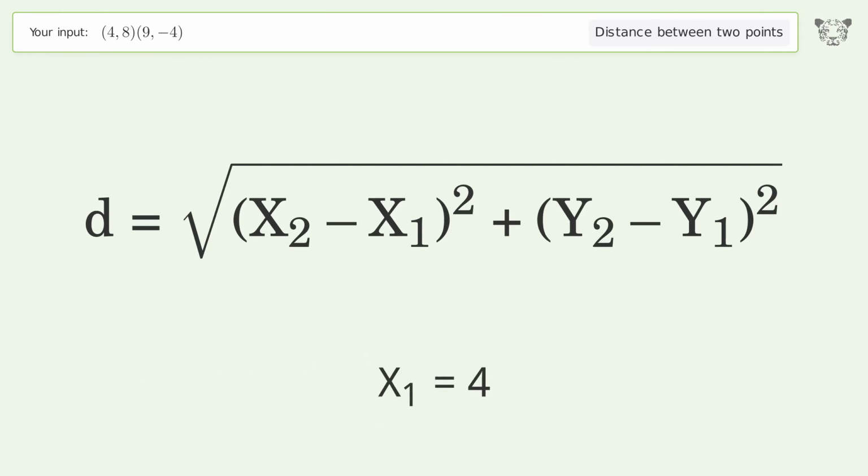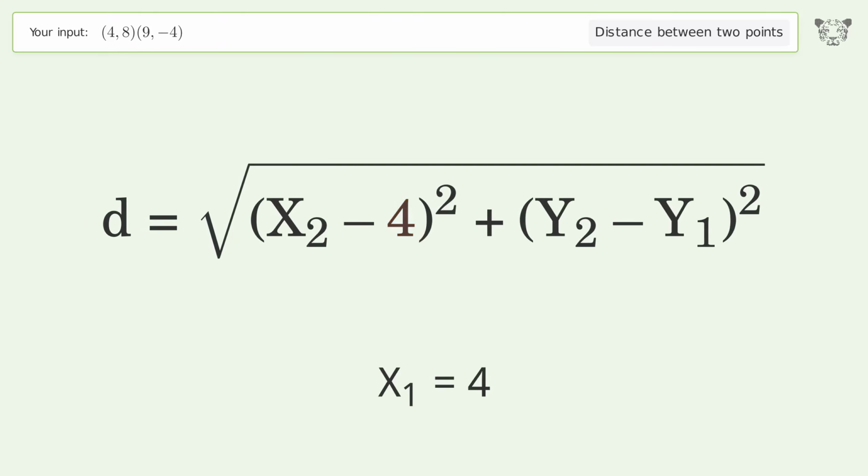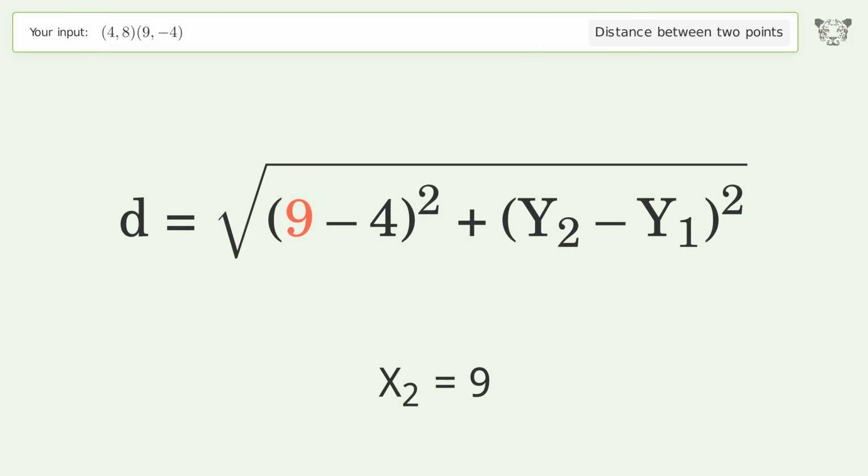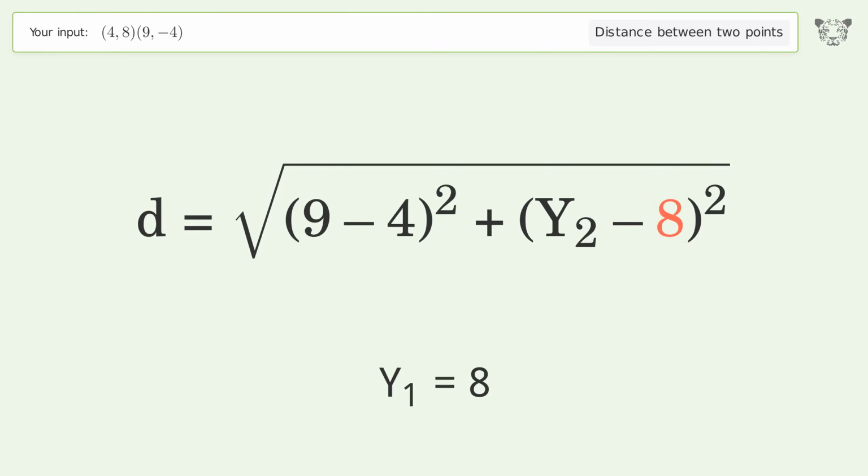x1 equals 4. x2 equals 9. y1 equals 8. y2 equals -4.